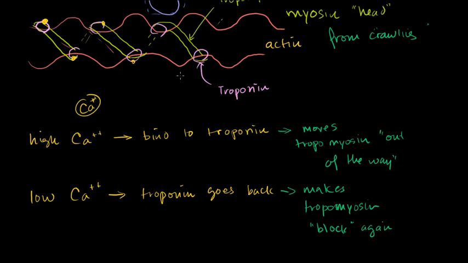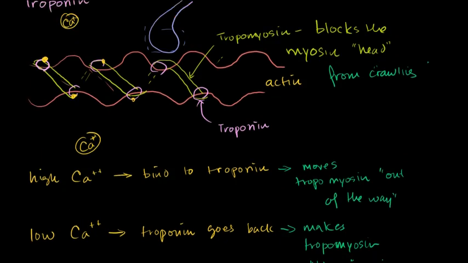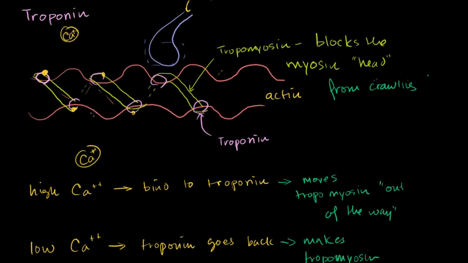This was only discovered maybe 50 or 60 years ago. And you can imagine how hard it is to actually observe these things or to create experiments to definitively know what's happening. Nothing is simple, but the idea is simple. Without calcium, the tropomyosin is blocking the ability of the myosin to attach where it needs to attach or slide up the actin so that it can keep pushing on it.